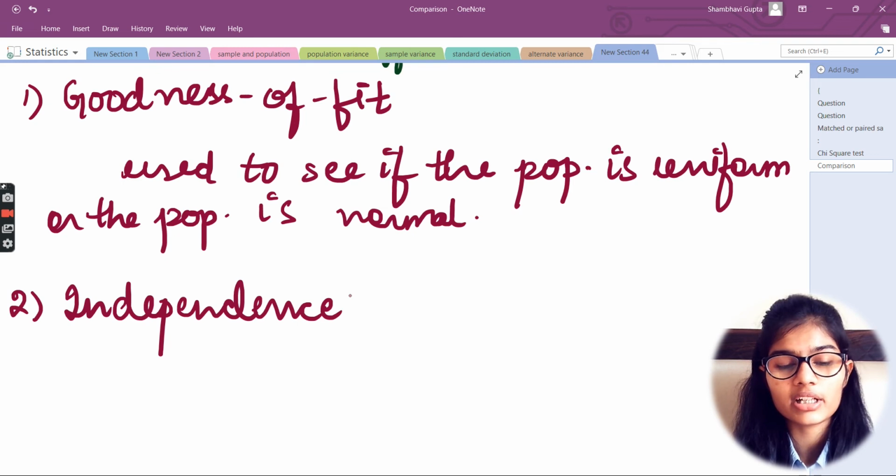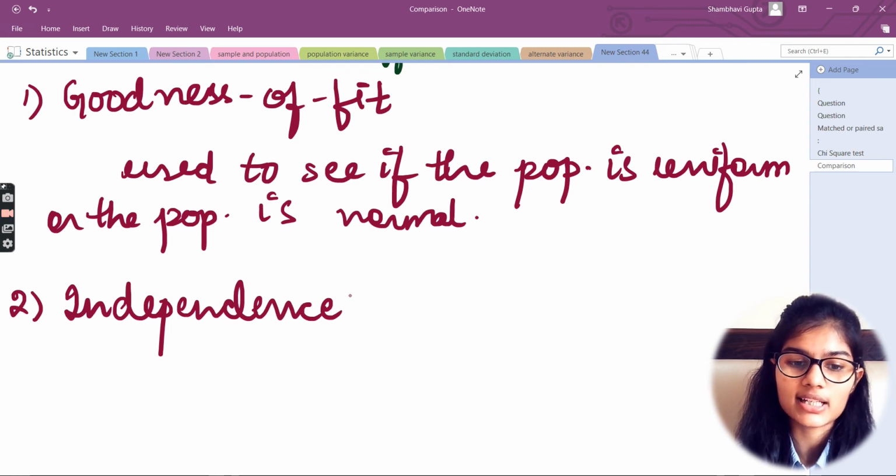Here as well we have the null and alternate hypotheses, that is H naught and HA. H naught is that the two variables are independent, and HA is that the two variables are dependent. This is regarding the H naught and the HA, right?